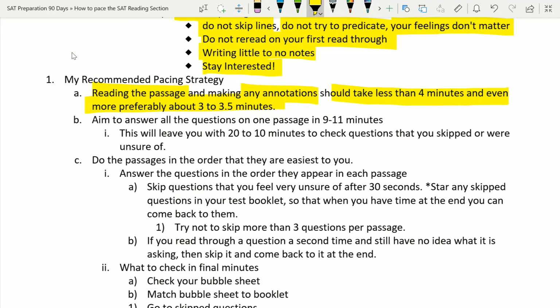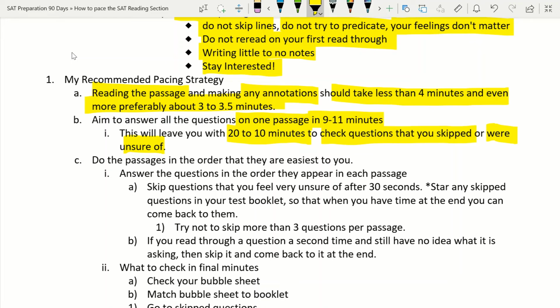Now you're going to want to aim to answer all of your questions for each passage in 9 to 11 minutes. The reason you want to take about 9, 10, or 11 minutes on each passage is that by doing that, you're going to leave yourself with 20 to 10 minutes to check any questions that you skipped or were unsure of. So I know you may be thinking, skipping questions, what does that mean? Well, if you come across a question on the SAT reading section and you're really struggling with it and you're not really sure at all what the answer is, you're just going to want to skip it on your initial read through.